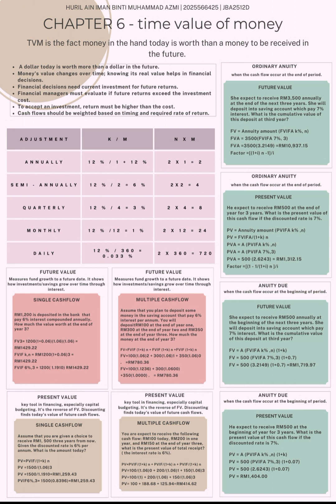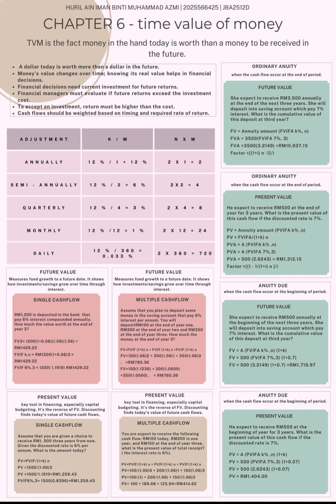In this chapter, we will learn about three things. First, future value, then present value, and the last one is annuity. In future value, we have single cash flow and also multiple cash flow. For single cash flow, we use PV times (1 plus R) to the power of N to find the future value. And for multiple cash flow, we use FVIF times (1 plus K) to the power of N plus FVIF times (1 plus K) to the power of N.